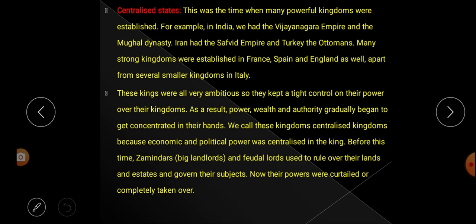So in this paragraph we learn that there were many ambitious kings who exercised tight control over their kingdoms. Because of that, power, wealth, and authority gradually began to concentrate in the hands of the king, and all these kingdoms were called what? Centralized kingdoms. Why? Because the economic and political power was centralized in the king. Before these kings, zamindars and feudal lords used to rule the lands and states, but now all the powers were taken over by the king.